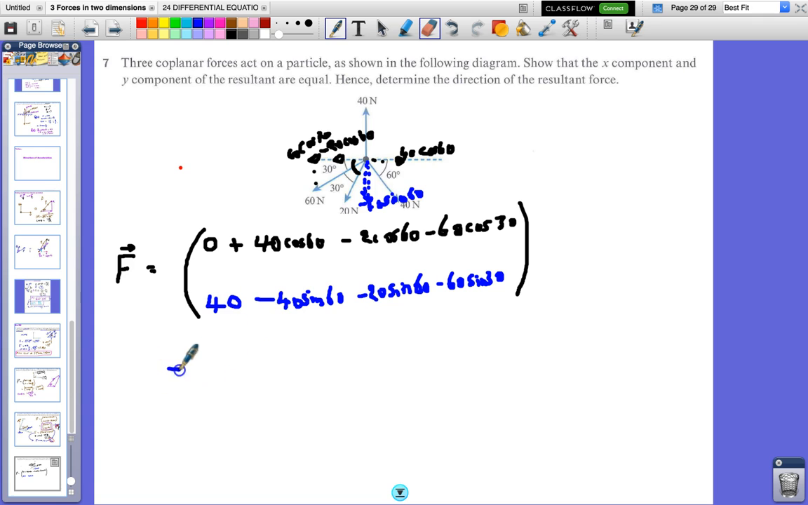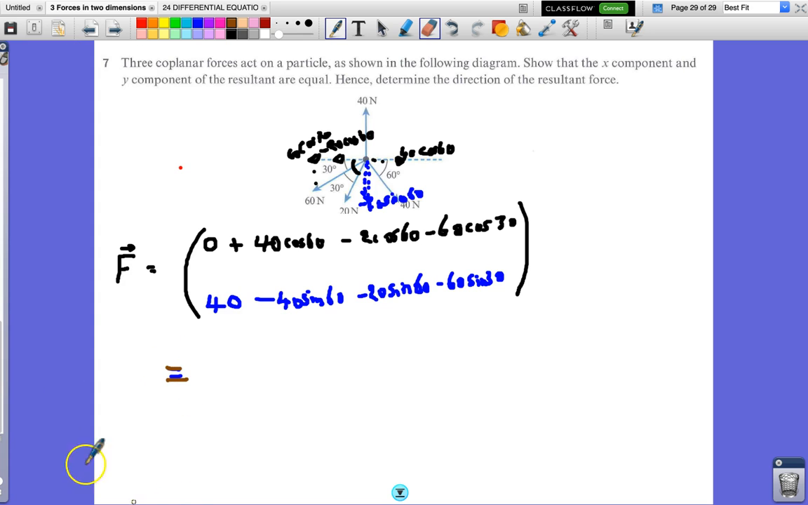Okay, that is it. Is there any other force? No. So I guess we are done here. So this will give you 0 plus 40 cos 60, which is 1/2, so you will have 20. Then 0 plus 20 cos 60, and cos 60 is 1/2, so minus 10. And then minus 60 cos 30, and cos 30 is root 3 over 2.